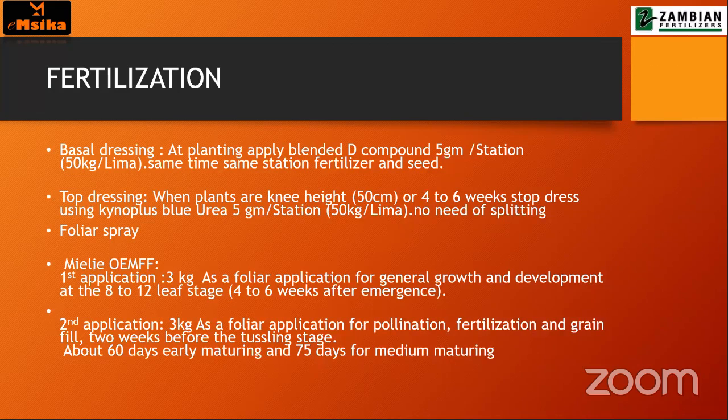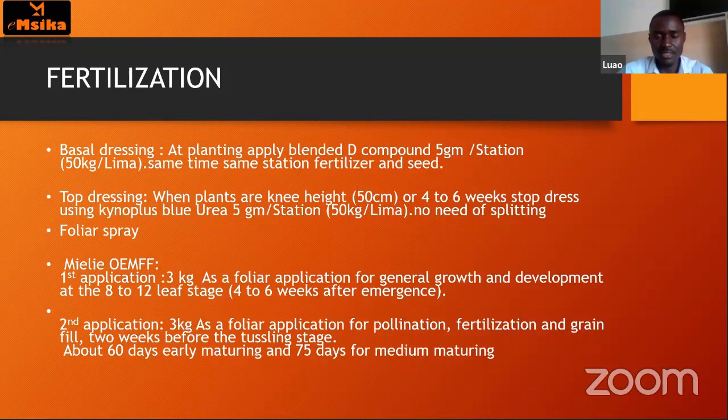It is enriched with organic matter, and I've explained the importance of having organic matter in the soil. Things like drainage, water holding capacity, and also a lot of other benefits. So you add about 5 grams per station, and 50 kg is enough for a lima, even about 55 kg, because if you multiply 5 grams times the number of plants divided by 1,000, it gives you the exact figure.